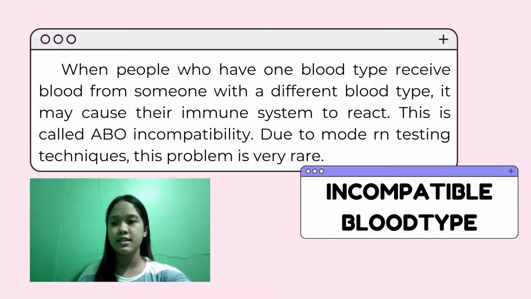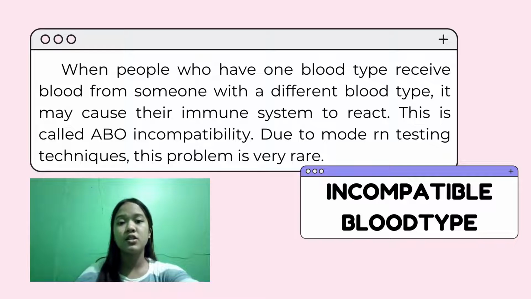Next is incompatible blood types. When people who have one blood type receive blood from someone with a different blood type, it may cause their immune system to react. This is called ABO incompatibility. Due to modern screening techniques, this problem is very rare. How does Rh incompatibility affect prenatal development?